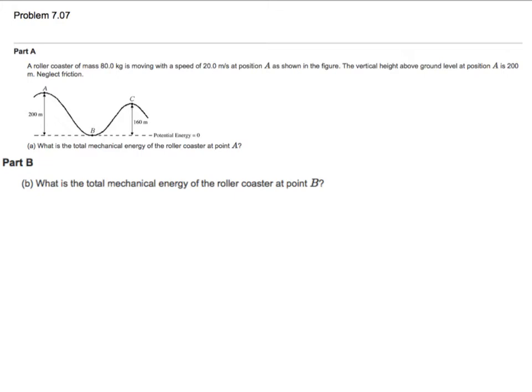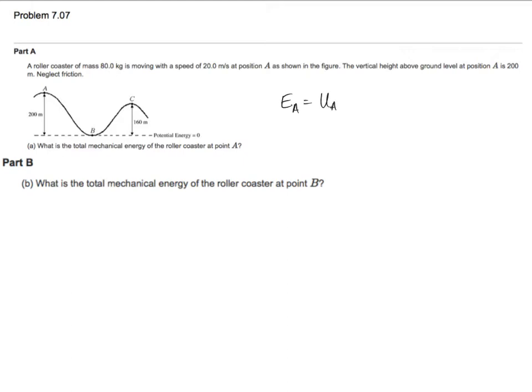Okay, so our first problem is pretty much a classic roller coaster. So we have a roller coaster going through the hills and valleys of the ride. And we're told that at point A, it always has a mass of 80 kilograms, but at point A, it has a speed of 20 meters per second. And the vertical height at that location is 200 meters. The first question is, what is the total mechanical energy of the roller coaster at point A?